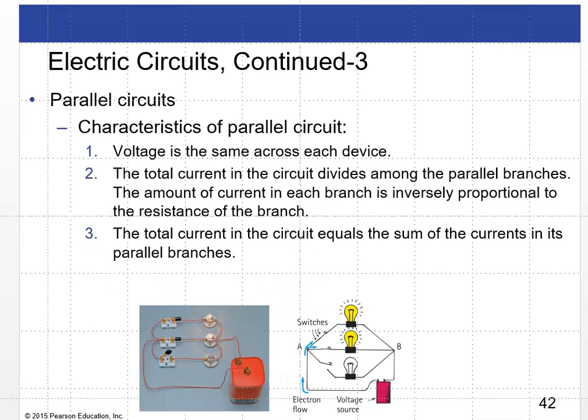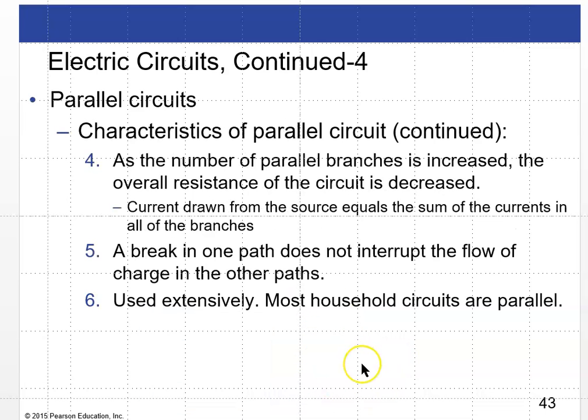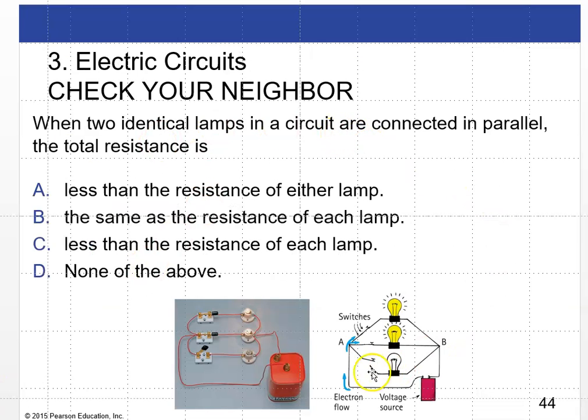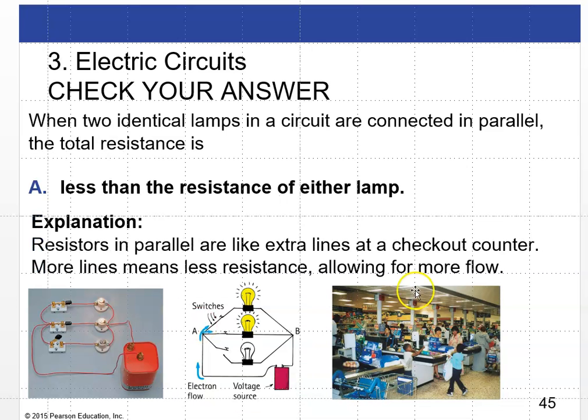If you break one of the paths, for instance, if you open the switch here, the current only in that path stops, the rest of them stay lit. So a break in one path does not interrupt the flow of charge in the other paths. And this is used everywhere. Most household circuits are parallel. Now, when two identical lamps in a circuit are connected in parallel, the total resistance will be less than the resistance of either lamp. It's like extra lanes on a checkout counter or extra lanes on a freeway. More lanes means less resistance, allowing for more flow.